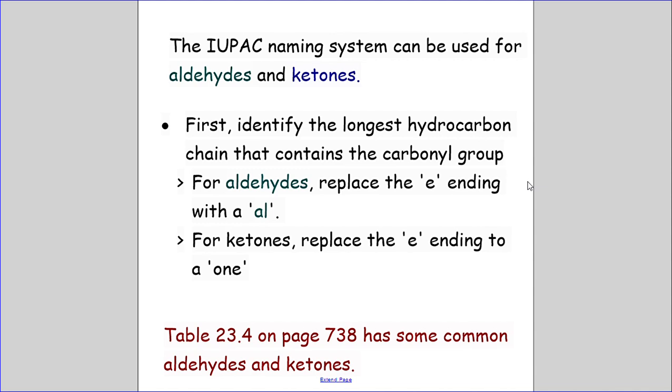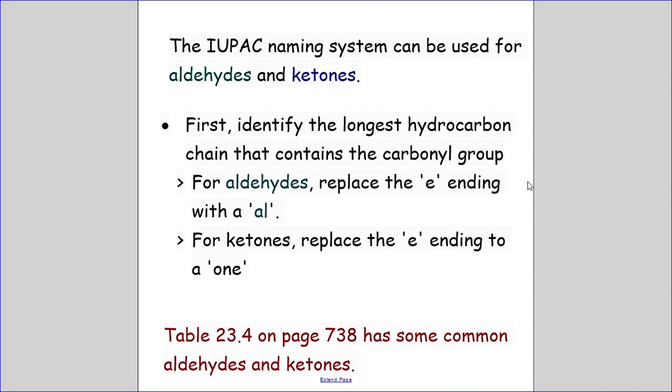For aldehydes, we're going to replace the E ending with an AL. So instead of saying methane, all of a sudden we're saying methanal. Instead of saying butane, now it's butanal. For ketones, we replace the E ending and we change it to an ONE. So again, instead of saying methane, we would say methanone, or propane, propanone. So we take off that E ending and replace it with either an AL or an ONE based on how the carbonyl group is attached to that carbon compound.